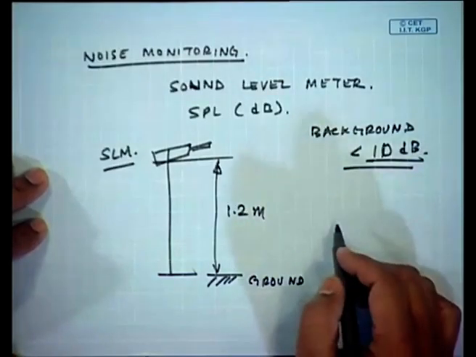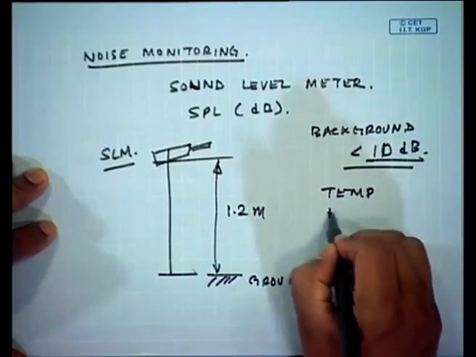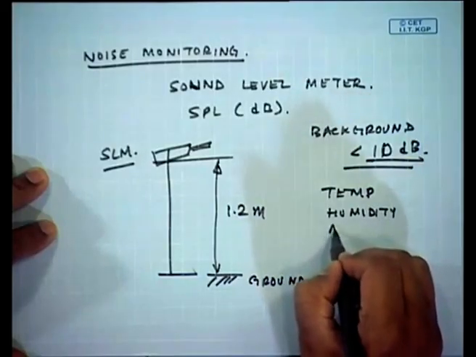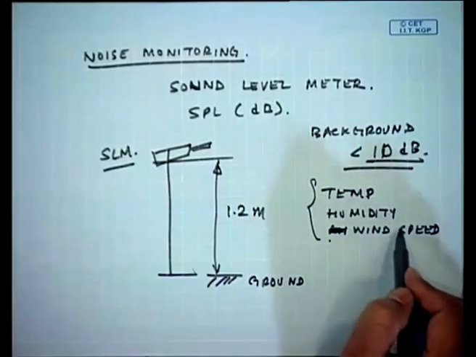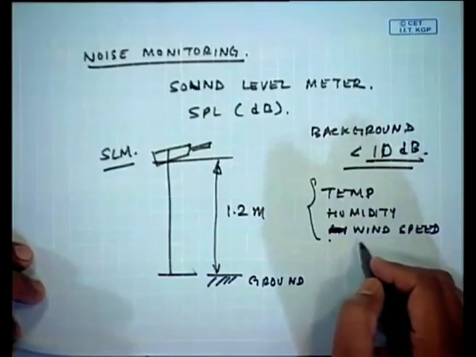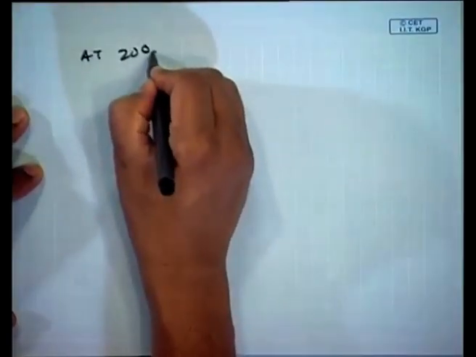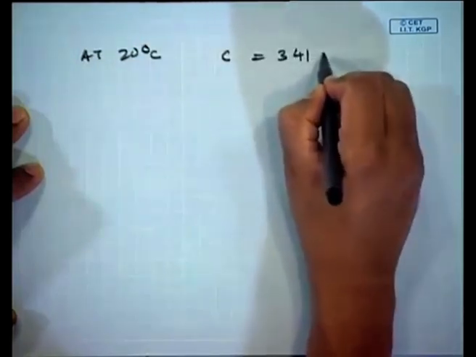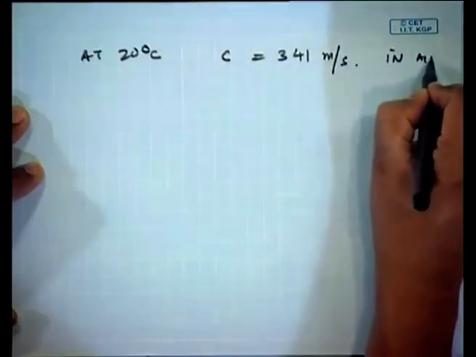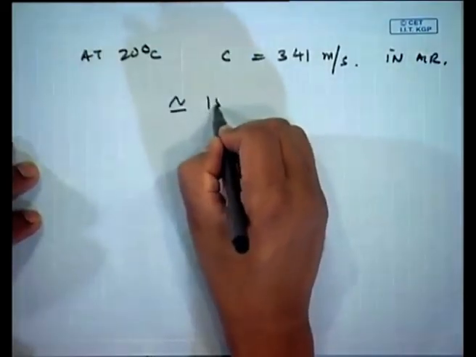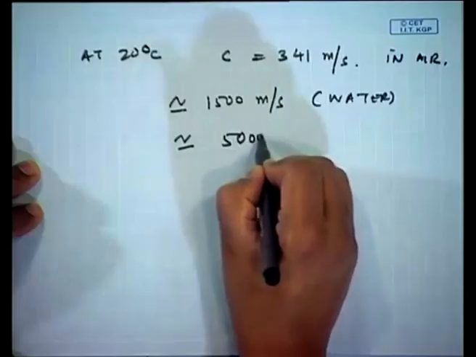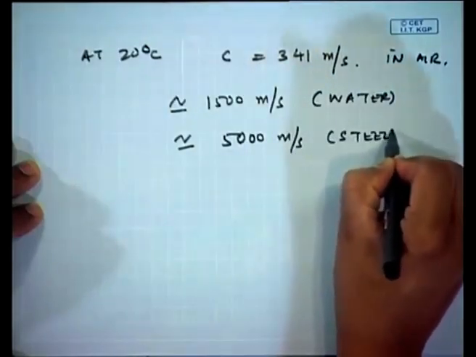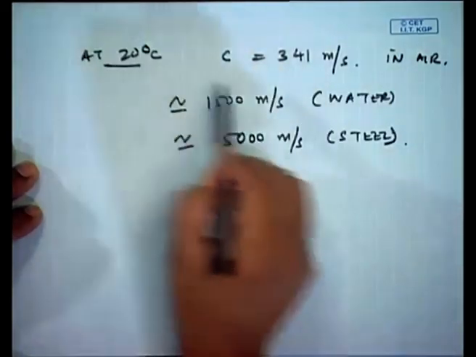And another important thing you have to report is, of course, the temperature, humidity and the wind speed, because these parameters may affect the speed of sound. You will see the speed of sound is dependent on the temperature of propagation. In fact, at 20 degrees Celsius, the speed of sound is 341 meters per second in air. The speed of sound in water is about 1500 meters per second. In steel, it is close to about 5000. With density, the speed of sound is also increasing. Okay. Something you have to keep in mind.